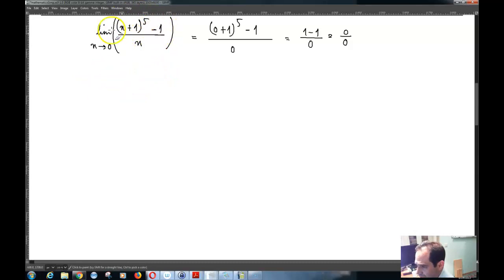And simplify this. x plus 1 raised to the power 5 minus 1, you can simplify it as, so basically first you need to rewrite this first part. So x plus 1 raised to the power 5 minus 1. You can write this as, for example, x plus 1 raised to the power 2 times x plus 1 raised to the power 2 times x plus 1.